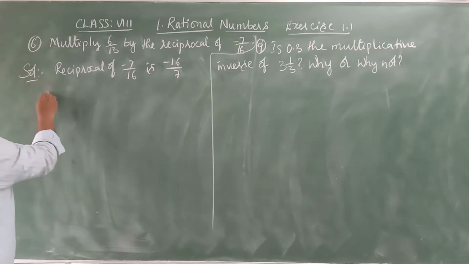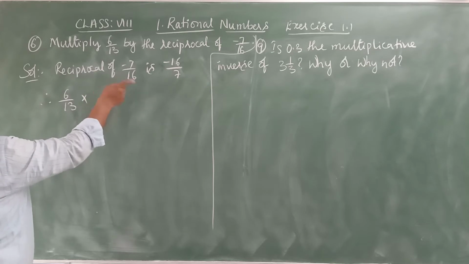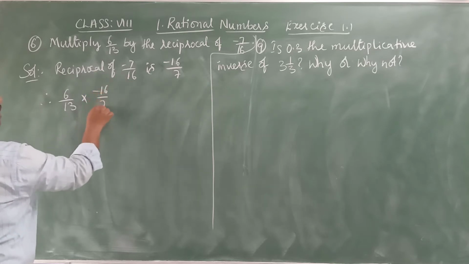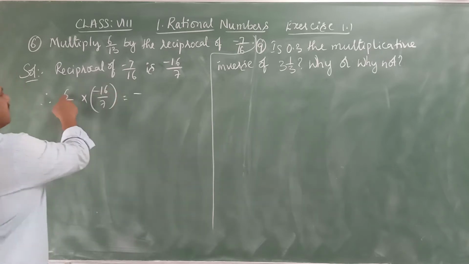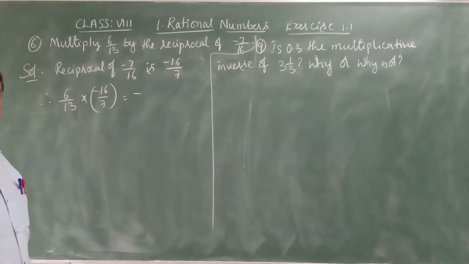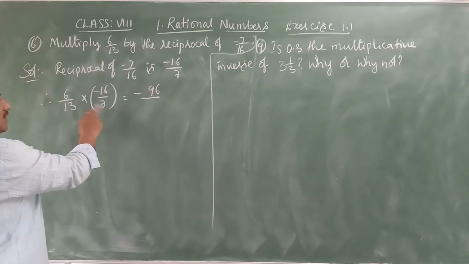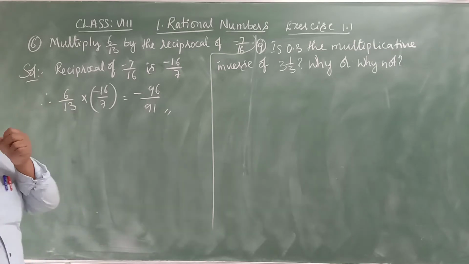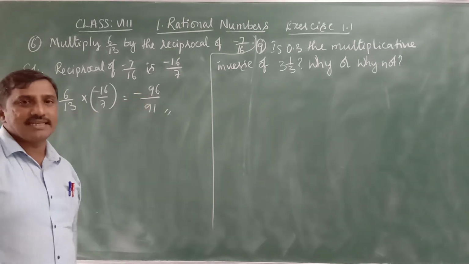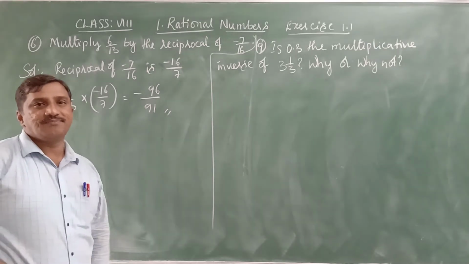Now find the product. Therefore 6 by 13 into the reciprocal, which is minus 16 by 7. Multiply: plus into minus is minus, 6 into 16, 16 sixes are 96, divided by 13 into 7, 13 sevens are 91. Therefore, the required product is what? Minus 96 by 91. Minus 96 by 91.